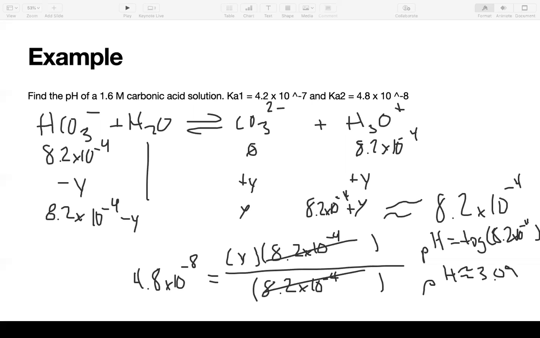You'll notice that we didn't really need to do the second ICE table because it ionizes so little. But that would be how you do it. If we had a stronger weak acid, then perhaps the second ICE table would include a noteworthy change of protons.